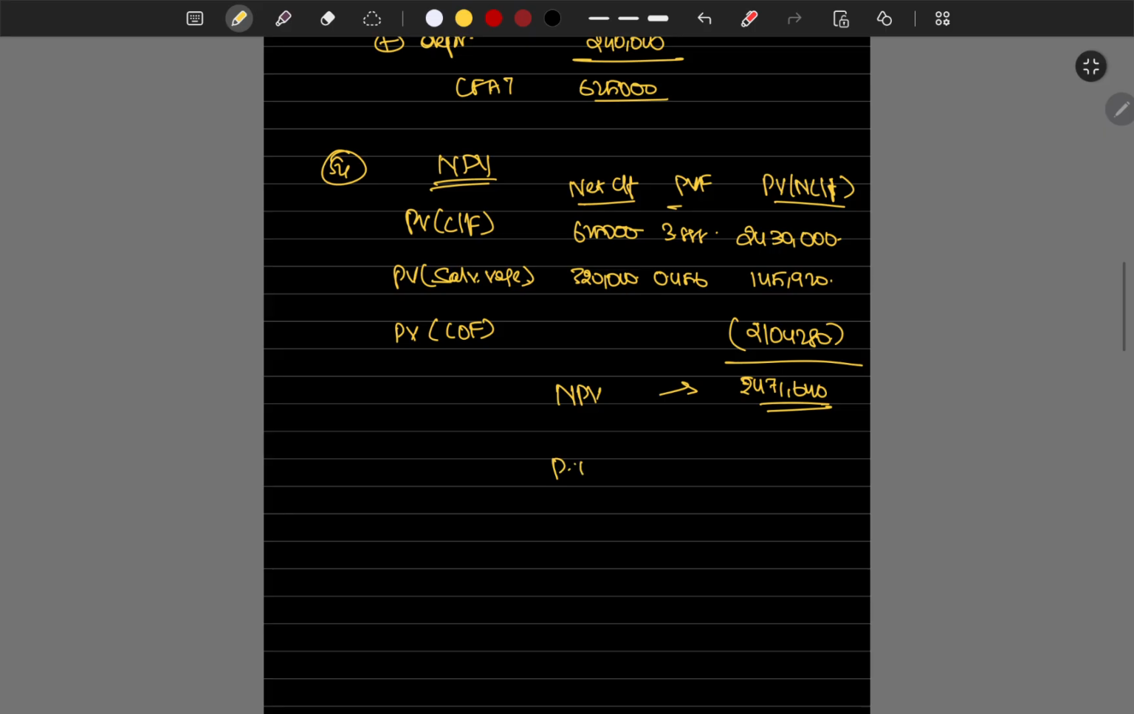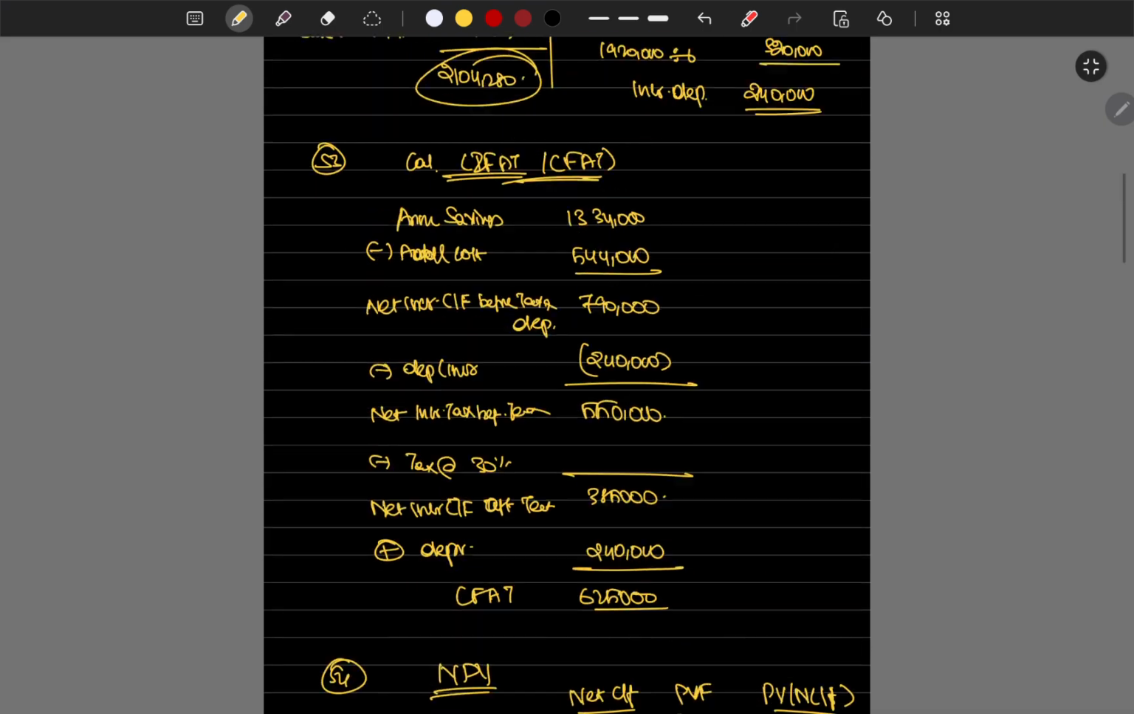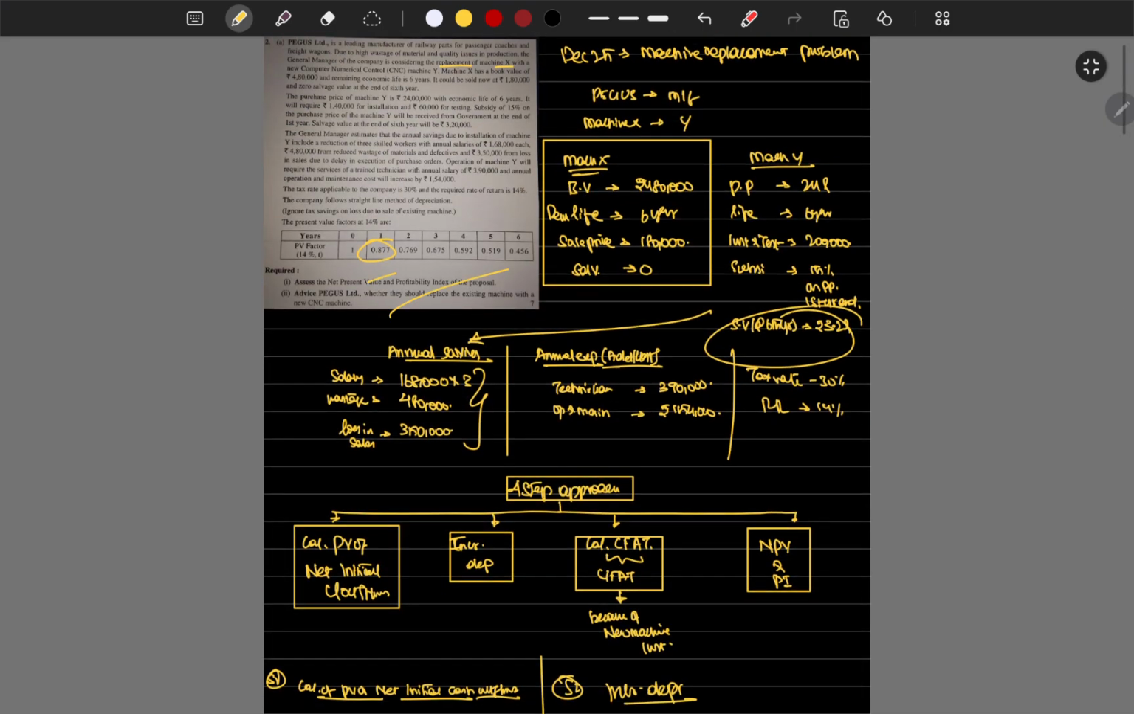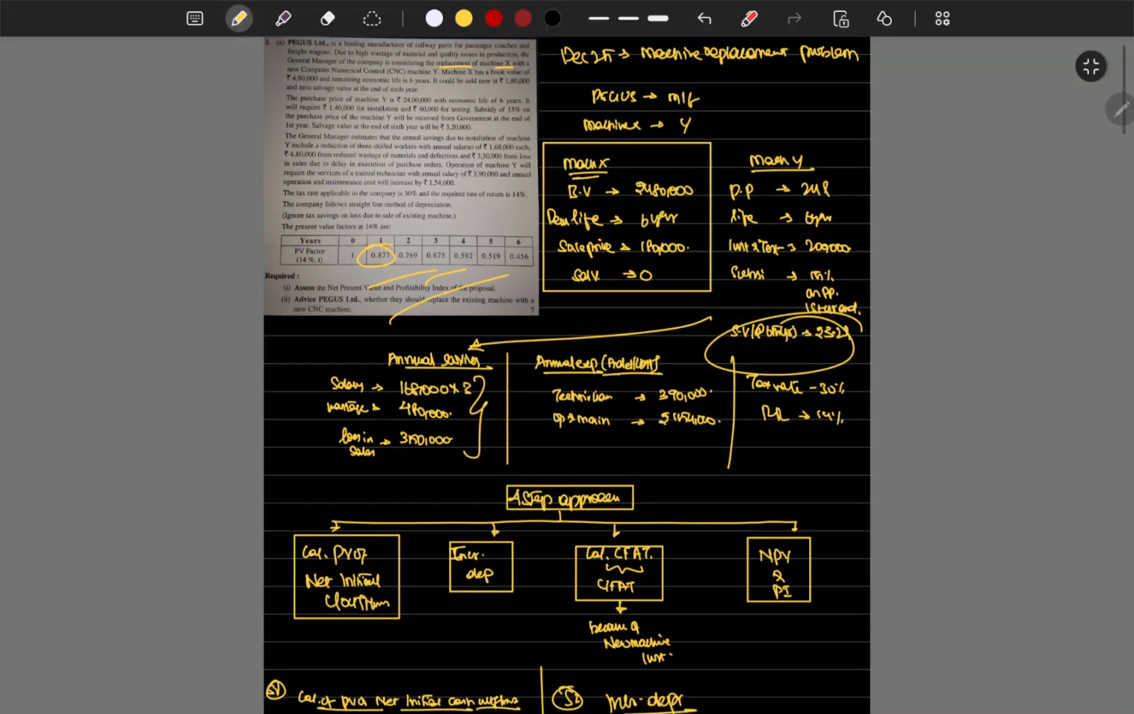We have to find out the profitability index, which is present value of cash inflows divided by present value of cash outflows. How much? 24 lakh 30,000 plus 1,45,920, which is 25,75,920 divided by 21,04,280, which is 1.22 is the PI, more than 1. So accept, we have to purchase the CNC machinery, and we have calculated both the things.